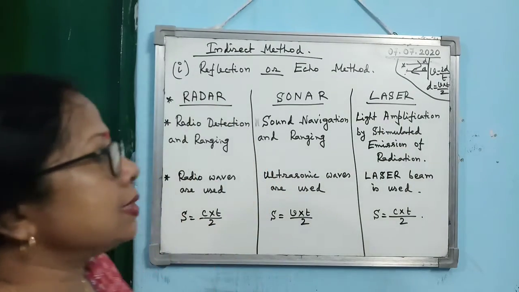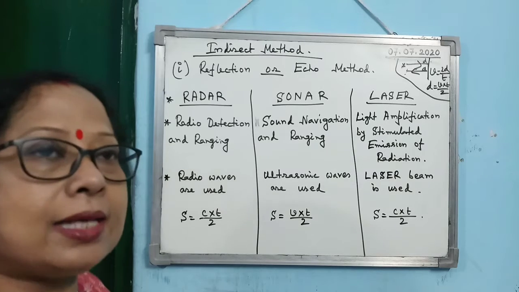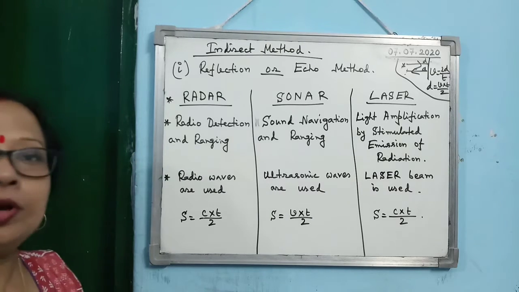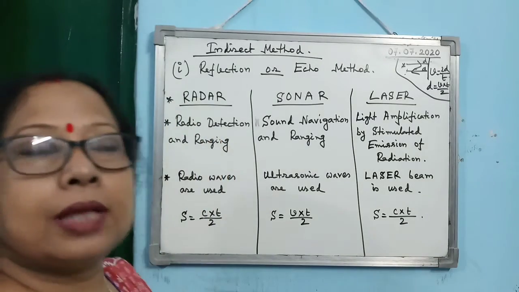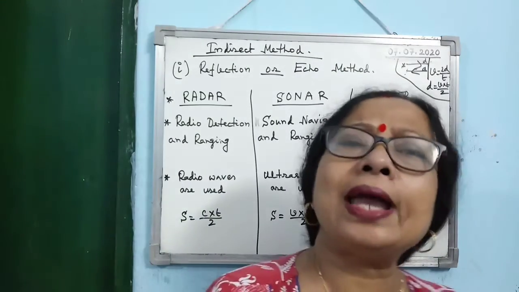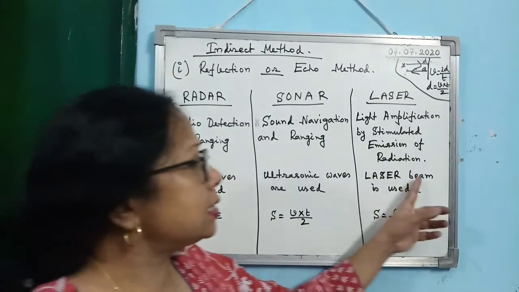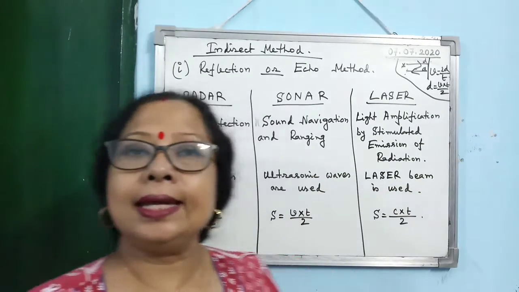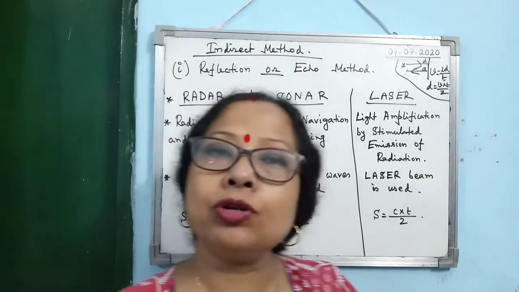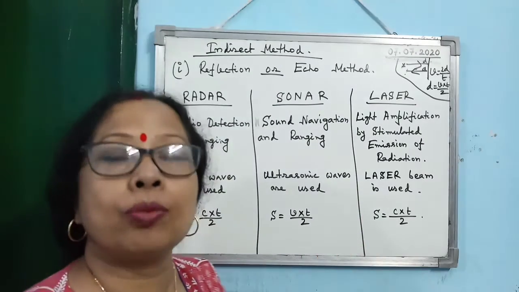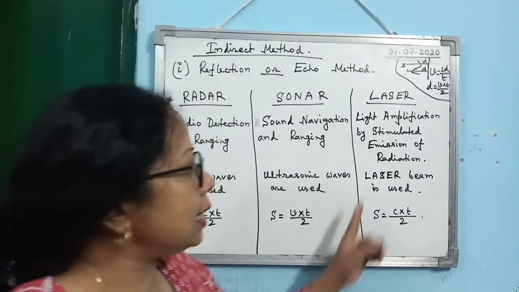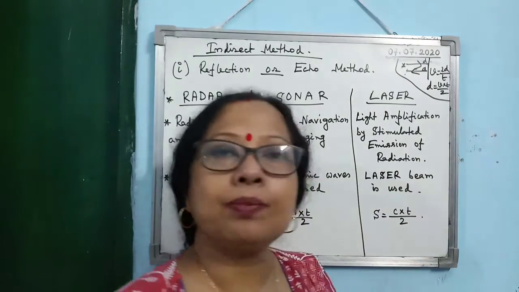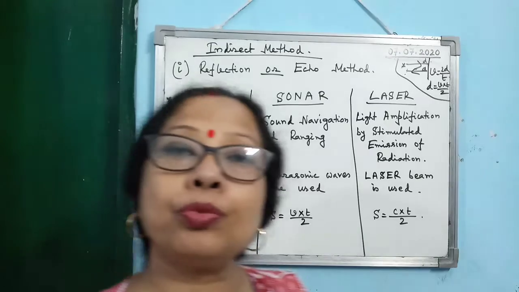Laser, the full form is light amplification by stimulated emission of radiation. Now why is the laser beam used to find out distance? Because laser is unidirectional, it can carry a very high amount of energy, and it is monochromatic, meaning it has a single wavelength. That's why laser is prevalent. By using the laser beam you can find out the distance of the moon from the earth.